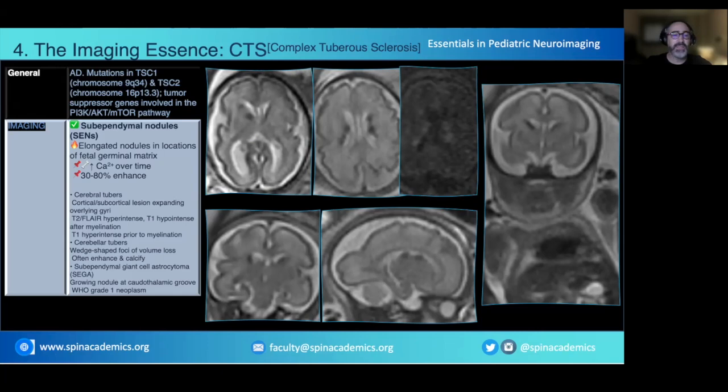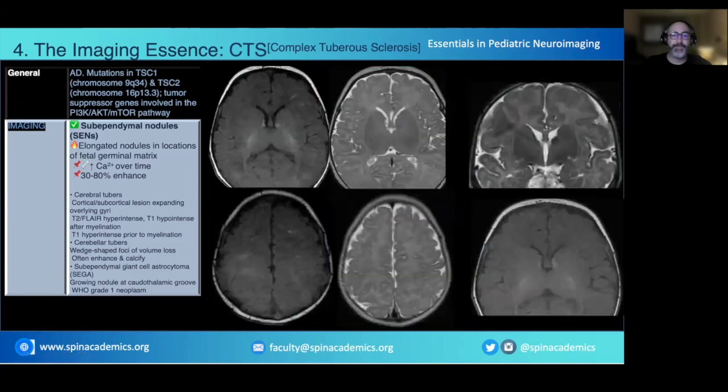And you will find elongating nodules in the location of the fetal germinal matrix, which is this characteristic. Here, hypointensity on T2 and hyperintensity on T1. And here, this is peripheral. There is also a cardiac mass, which was a rhabdomyoma.